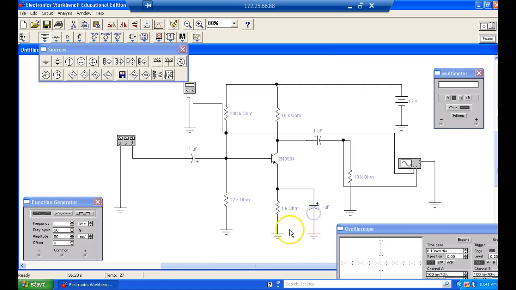So RE prime would be equal to what was our collector current? What's that? 107 microamp. So we take that and divide that into 25 milli. It's 25 millivolts over IE, and that'll give us RE prime. 233 ohms. Really?